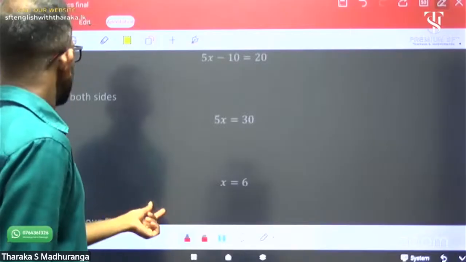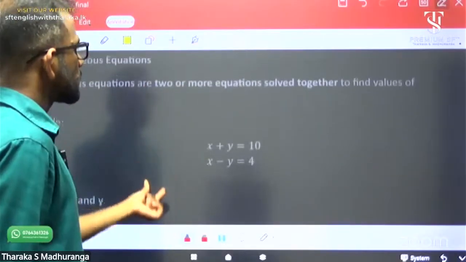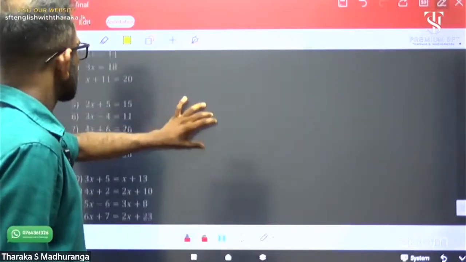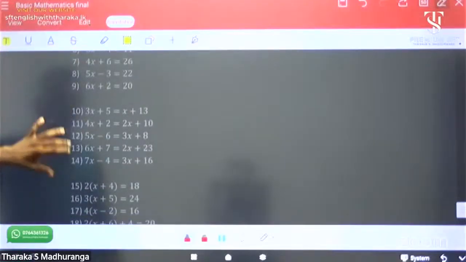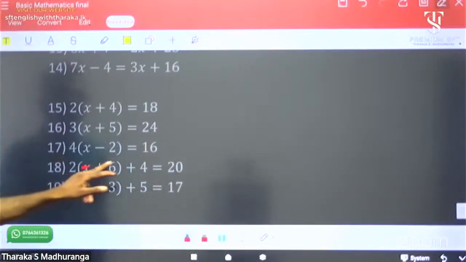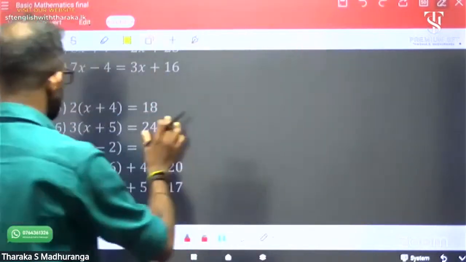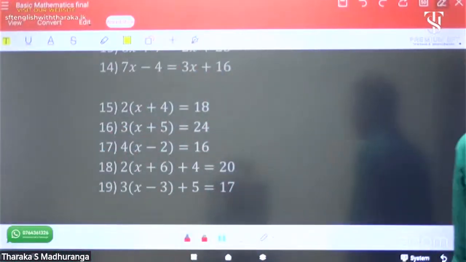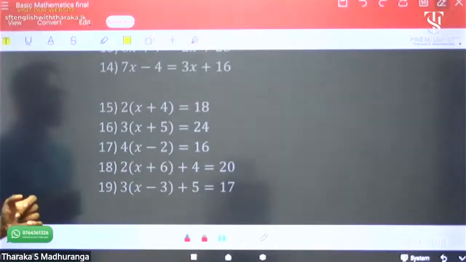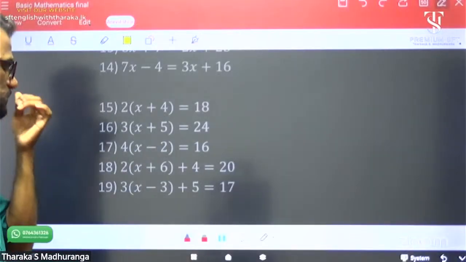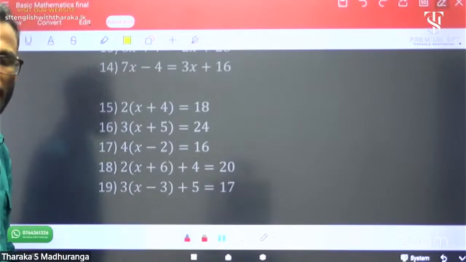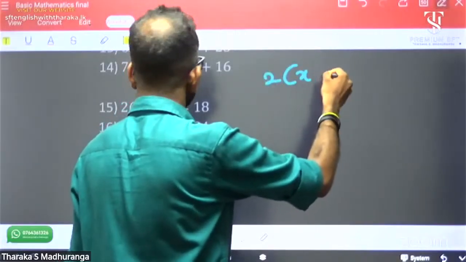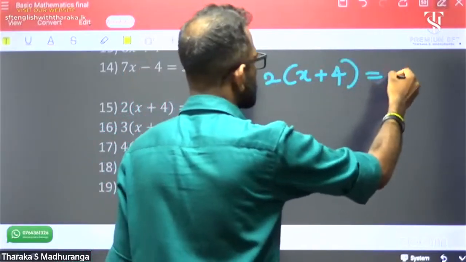Okay, same type. I will give you another one. Question number 15 is homework. You have enough homework for this week. Let's do 15. 2(x plus 4) equals 80.